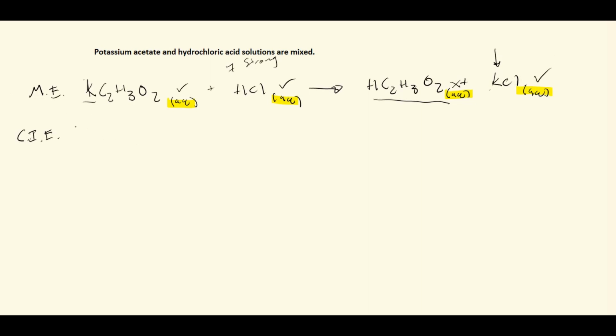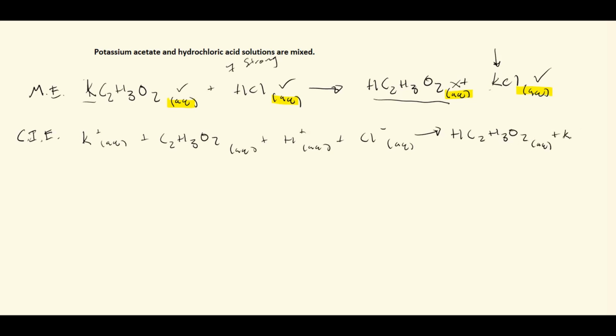So now we'll go ahead and write our complete ionic equation. So we have one potassium ion plus an acetate ion plus hydrogen ion, chloride ion. The acetic acid is not going to dissociate because it is a weak electrolyte. And then we have potassium ion, and then I'm going to squish in the chloride ion.